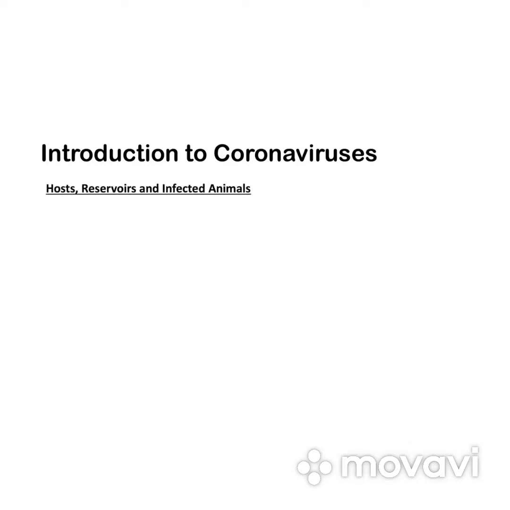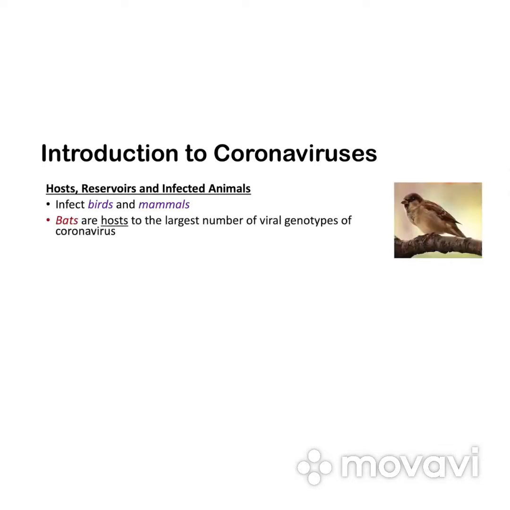So what are some of the hosts and reservoirs of these viruses, and what animals are infected by these viruses? Coronaviruses infect both birds and mammals, but bats are hosts to the largest number of viral genotypes of coronavirus. So they act more as hosts. They don't necessarily become infected with these viruses. They become hosts to a large number of viral genotypes of coronavirus. Their immune system is able to suppress a lot of these viruses, and they simply act as hosts, but they can transmit these viruses to other birds and mammals.